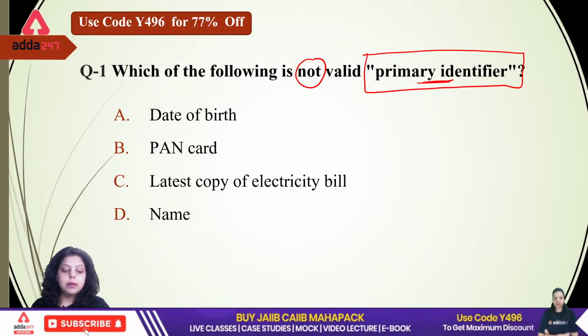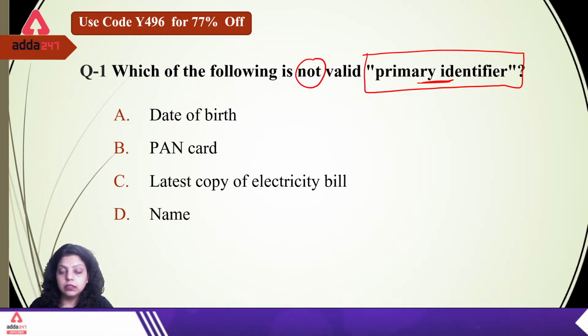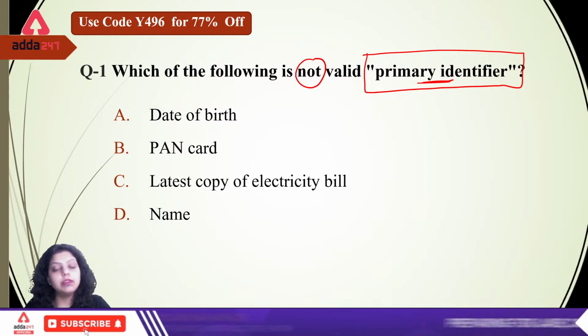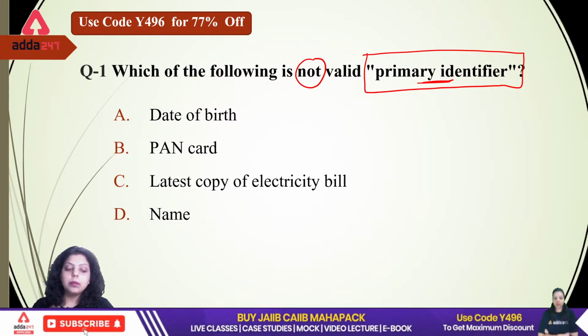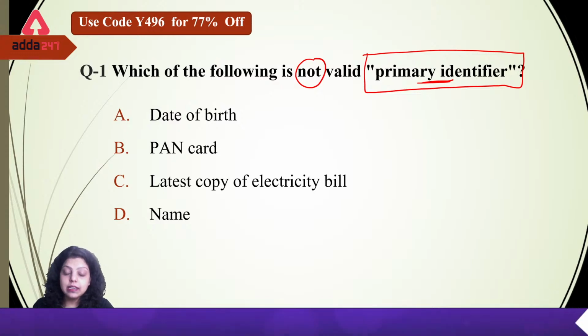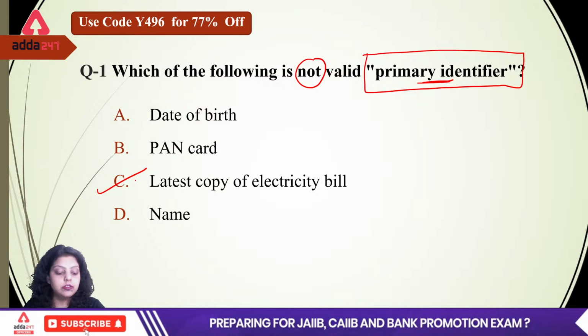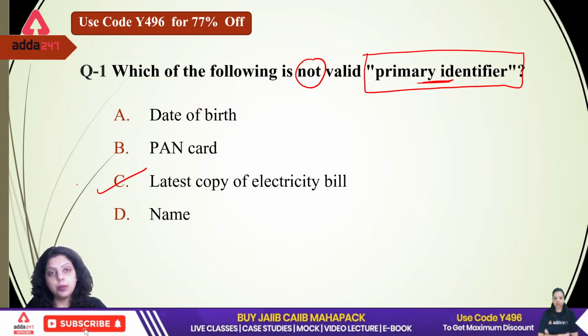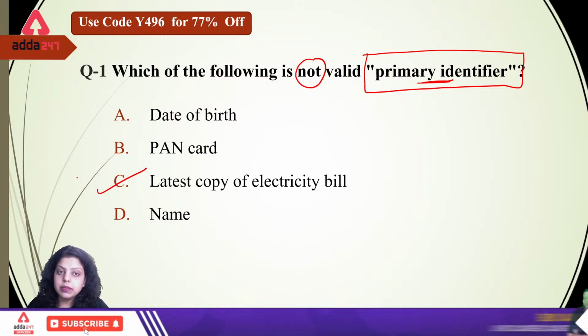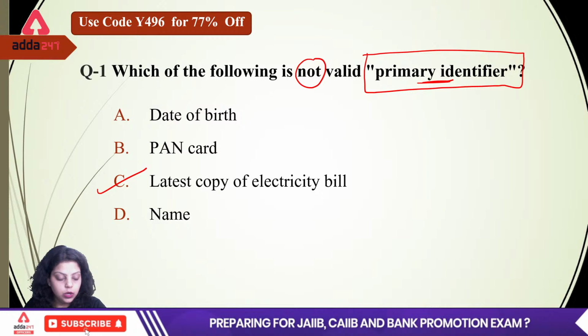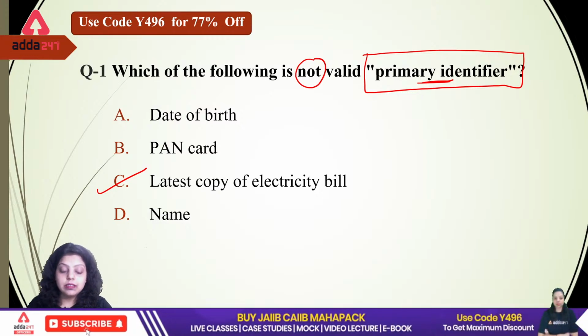First of all, we are talking about the primary identifier. When we are talking about the primary identifier, the date of birth is important, PAN card is important, name of the customer is important, because you are trying to know the primary things of the customer, the primary identity you are getting. So the option which is not a valid primary identifier is your C option, the latest copy of electricity bill. Date of birth will be there, PAN card will be there, name will be there, the latest copy of electricity bill will not be there. So the right answer will be C option, because we are talking about the primary identifier.